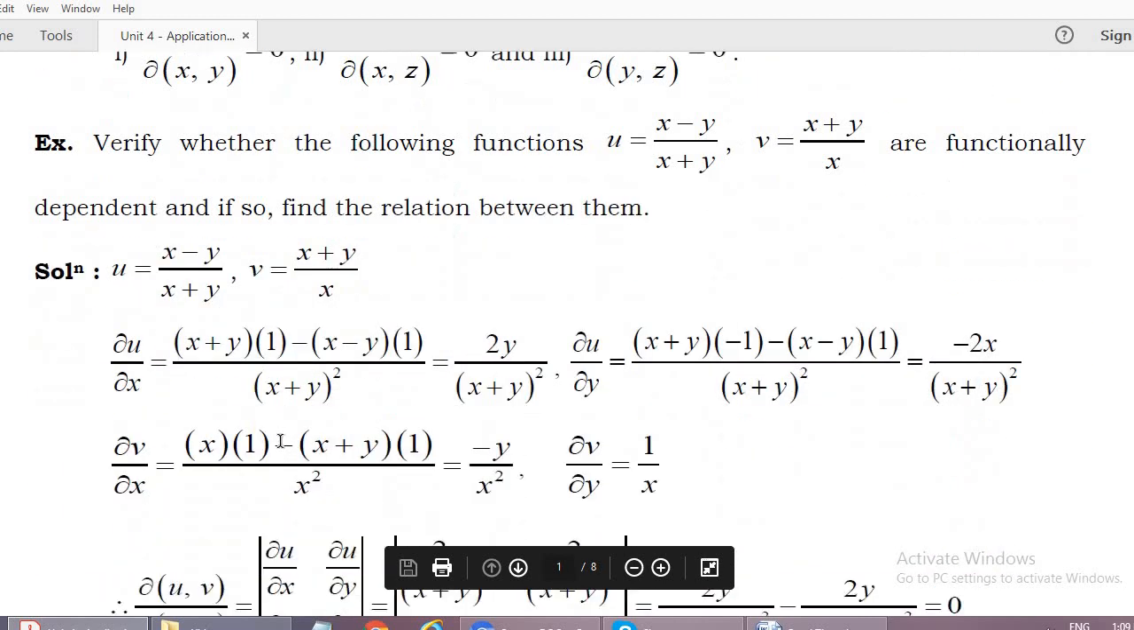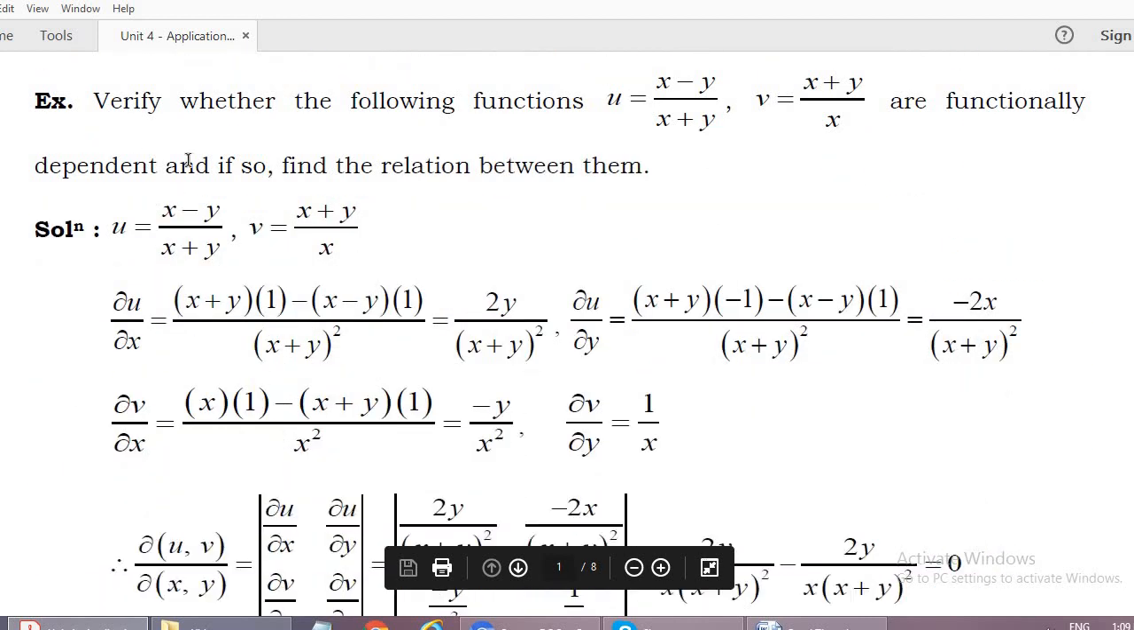We'll discuss some problems. Verify whether the following functions u equal to x minus y upon x plus y, v equal to x plus y upon x are functionally dependent, and if so, find the relation between them. So these are u and v. We cannot get straight away the first order partial derivatives of u and v, so we'll first compute those and then find the Jacobian.